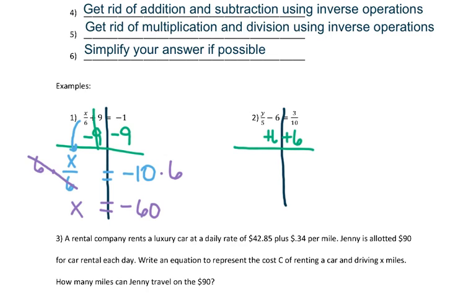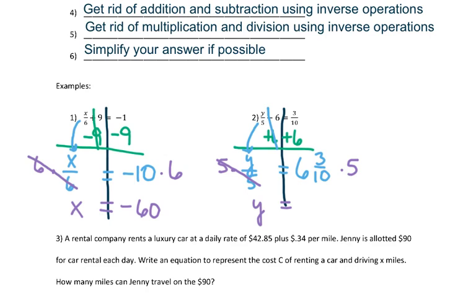The y over 5 drops down. The minus 6 plus 6 is 0, so that cancels. And then I have 3/10 plus 6, which is 6 3/10. The next step is to multiply both sides by 5, since I'm dividing by 5. The 5 over 5 is 1, so I'm left with y.